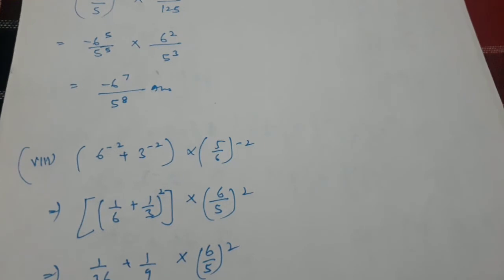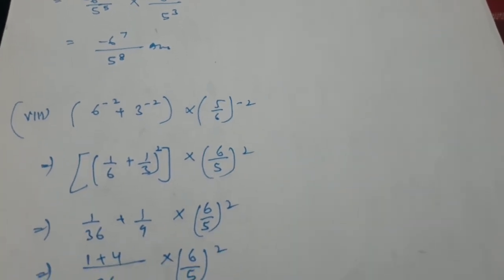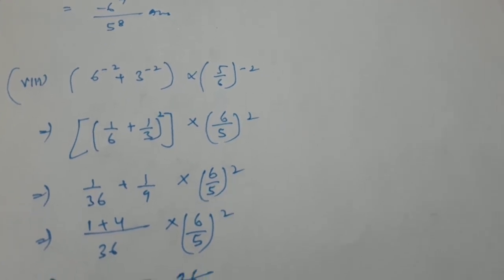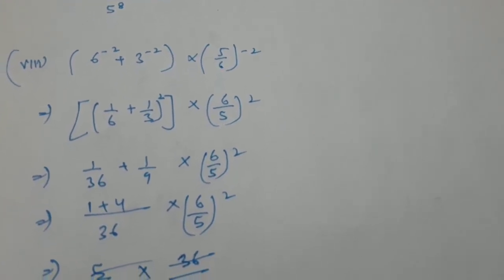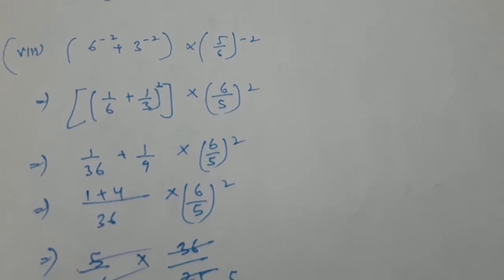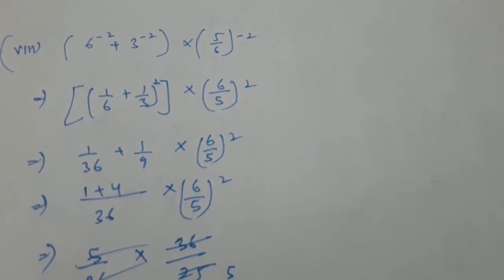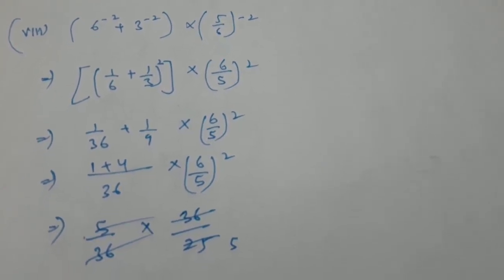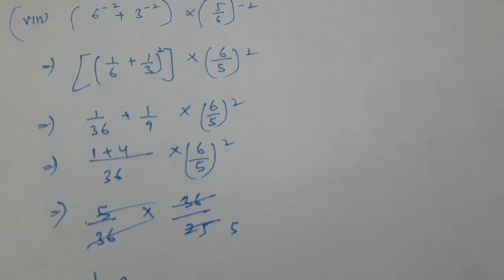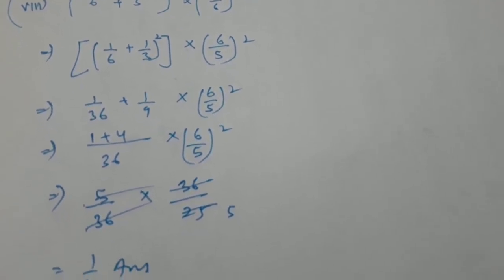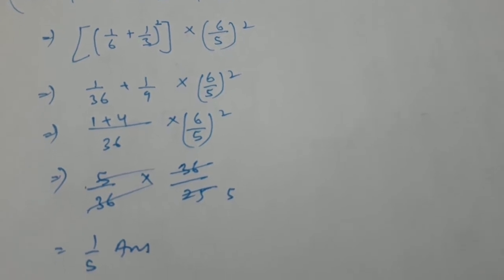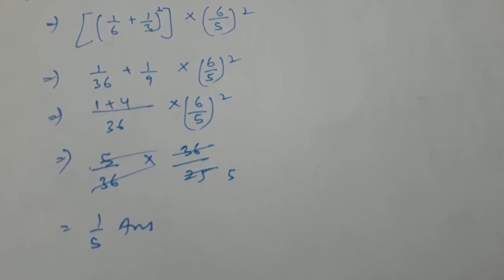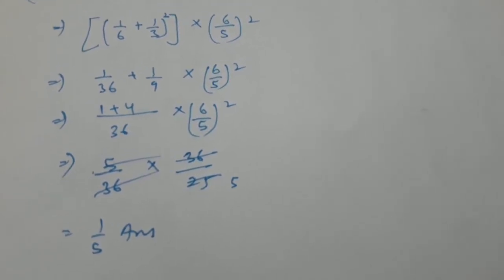In part 7, we have been given 6^-2 + 3^-2 into (5/6)^-2. So remove the negative sign from the powers as (1/6 + 1/3) whole raised to the power 2 into (6/5)^2. So (1/36 + 1/9) into (6/5)^2. After having the LCM, we will come out with (1+4)/36 into (6/5)^2. We will expand the number and after cancellation we will be left with 1/5, answer.